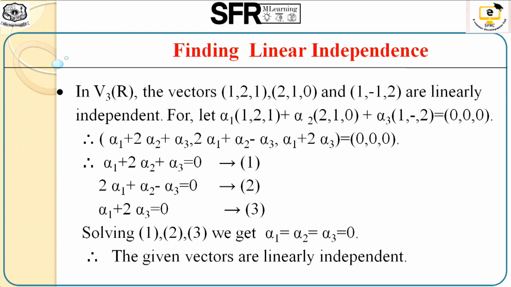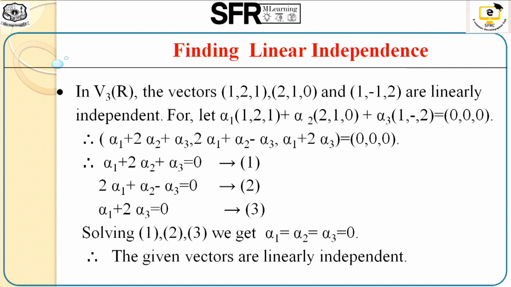So, finding linear independence. Some set of vectors is given, and we are going to find the linear independence of those vectors. We need to write the linear combination for the given vectors. So I am writing the linear combination with the scalars, that is alpha 1 with the first vector plus alpha 2 with the second vector and alpha 3 with the third vector. We are going to find whether it is linearly independent or dependent.